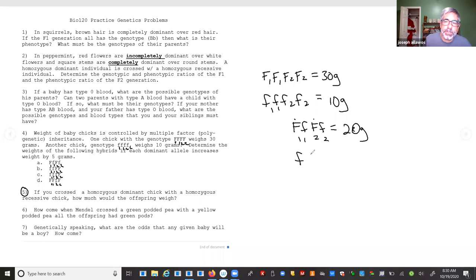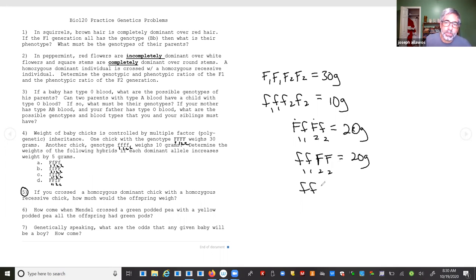What about the next one? And this is interesting and important to note. 1, 1, 2, 2. How much is this one going to weigh? Well, it's going to weigh 20 grams. It doesn't matter where the big and little F's are. It just matters if they're there. Here we had one here and here. Here they were both on the same chromosome. It doesn't make any difference. It still weighs 20 grams.